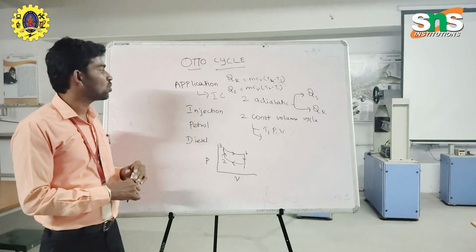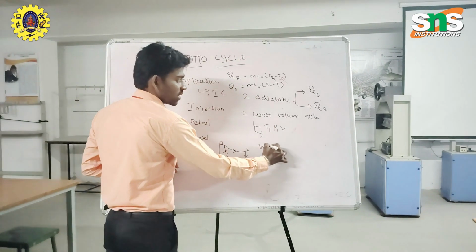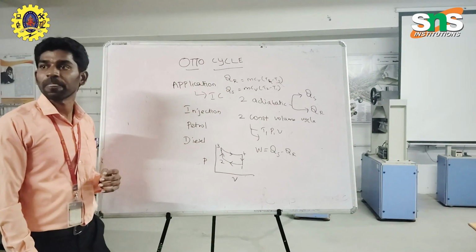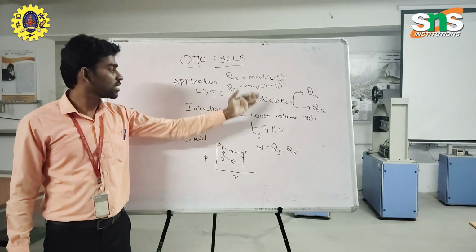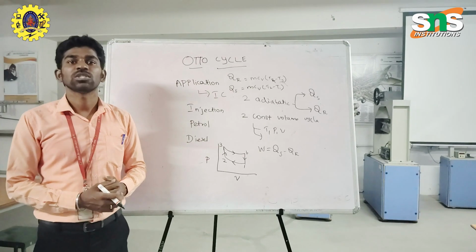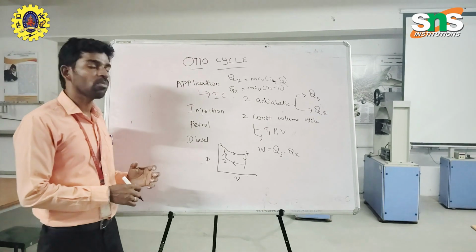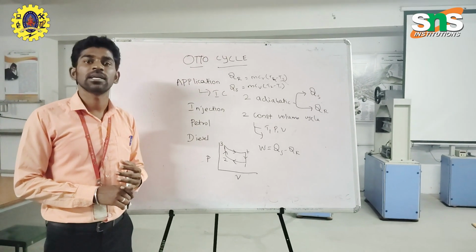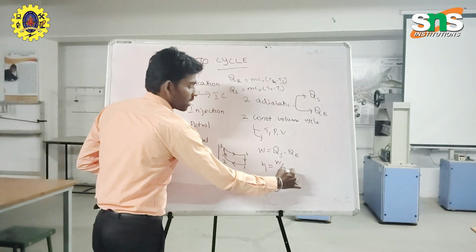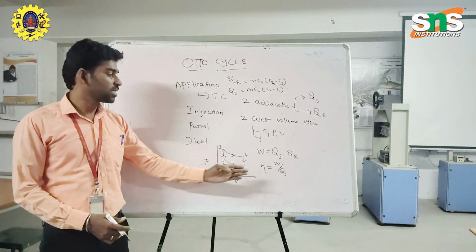Finally, we apply this heat supply and heat rejection in the work done equation. Basically we know that work done is equal to heat supply minus heat rejection. So we substitute the heat supply value and heat rejection value in the work done equation, and we get the work transfer, or work done, for the Otto cycle. Every cycle has some type of efficiency. Here the efficiency is equal to work done divided by heat supply, where the work done is heat supply minus heat rejection.